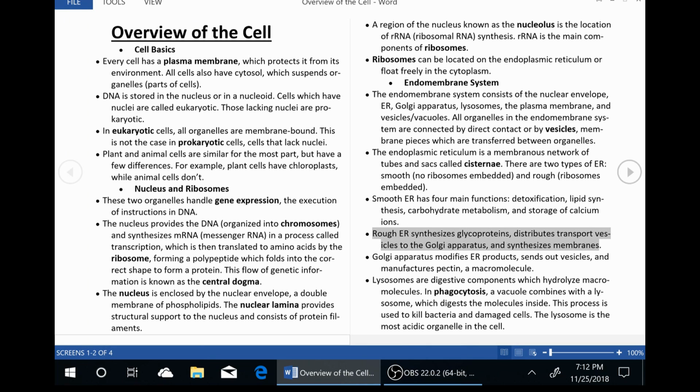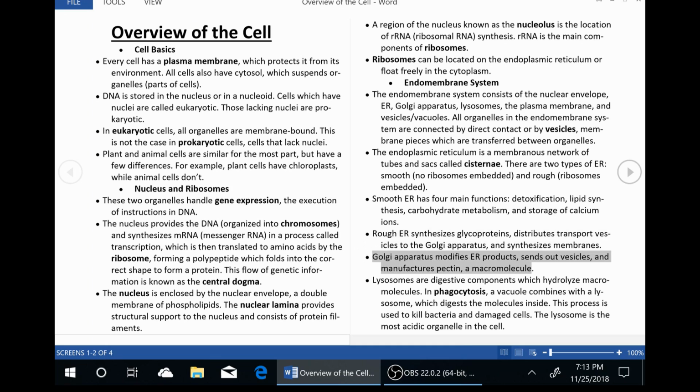So then the rough ER synthesizes special proteins called glycoproteins, distributes transport vesicles to the Golgi apparatus, and it also synthesizes the membranes of both the plasma membrane and various other membranes. Obviously this is influenced by the fact that it has ribosomes. That's why it's going to be synthesizing these glycoproteins, primarily because it has ribosomes in it, which can help it synthesize these glycoproteins. So that shows you how form fits function.